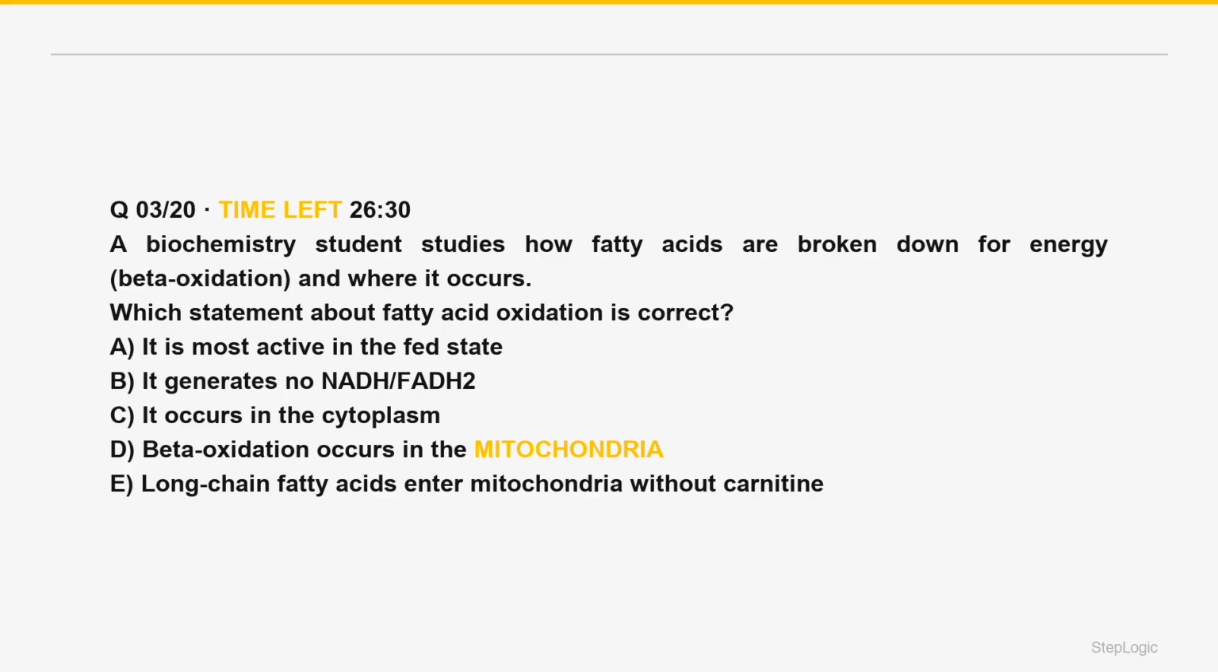Which statement about fatty acid oxidation is correct? A biochemistry student studies how fatty acids are broken down for energy, beta oxidation, and where it occurs. Read the command. Which fatty acid oxidation statement is correct? Mitochondrial, carnitine shuttle, CPT1/2. Each cycle leads to acetyl-CoA, NADH, FADH2, major fasting fuel. MCAD deficiency leads to hypoketotic hypoglycemia.